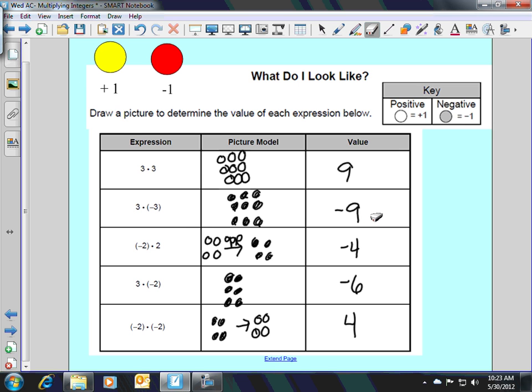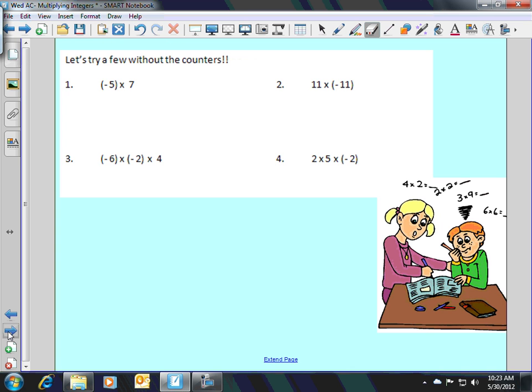Positive times a negative, negative. Because there's not 2 negatives there, and it takes 2 negatives to make a positive answer. Only one negative, negative answer. Only one negative, negative answer. 2 negatives, positive answer. It's almost like those 2 negatives cancel each other out. Almost. Not exactly, but that's an easy way to remember it.